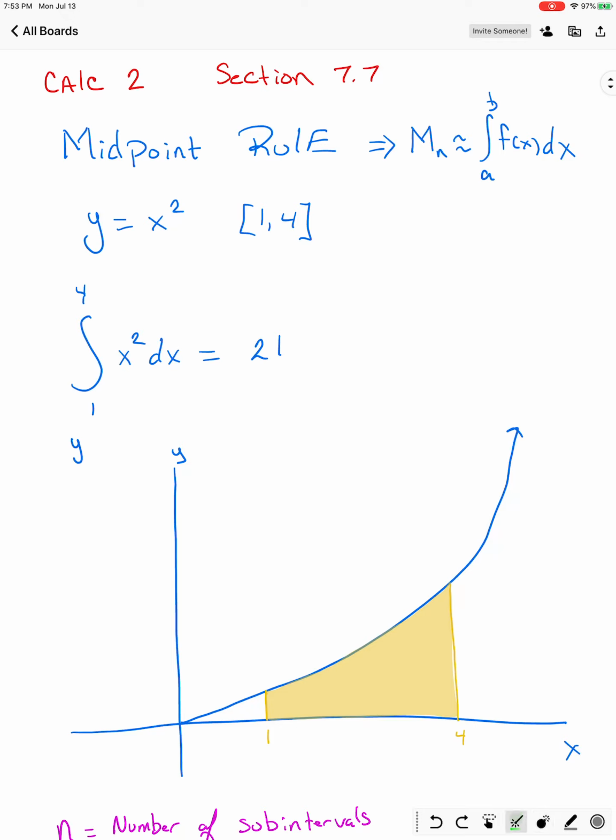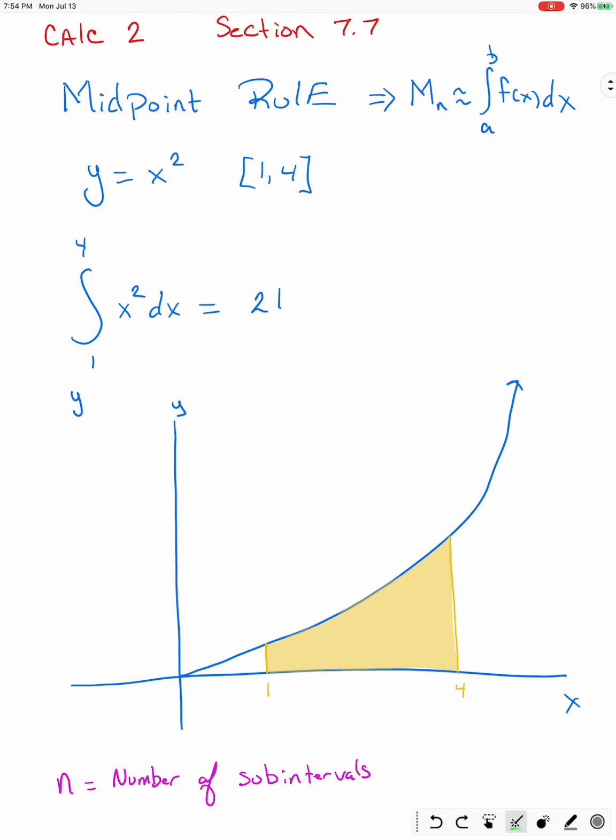The midpoint rule can be used as an approximation for some integral from a to b. We're going to work on a specific example with y equals x squared on the interval from 1 to 4. So we're looking for the area underneath the curve of y equals x squared from 1 to 4. Of course, we can set up that integral and evaluate it and find that it's equal to 21. But let's use a midpoint approximation rule to get an approximation for that same integral and see how we do.